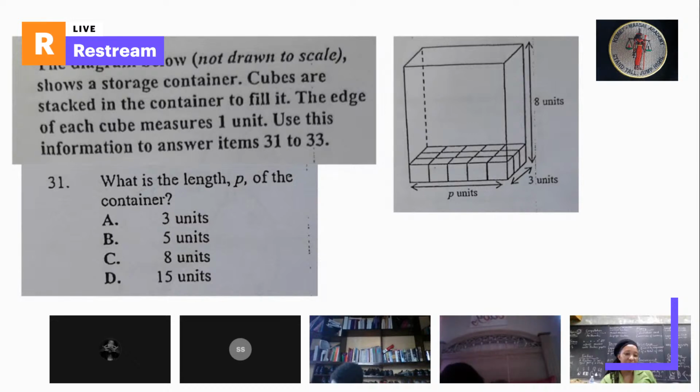All right, number 31. The diagram below, not drawn to scale, shows a storage container. Cubes are stacked in the container to fill it. The edge of each cube measures 1 unit. Use this information to answer items 31 to 33. Number 31, what is the length P of the container?